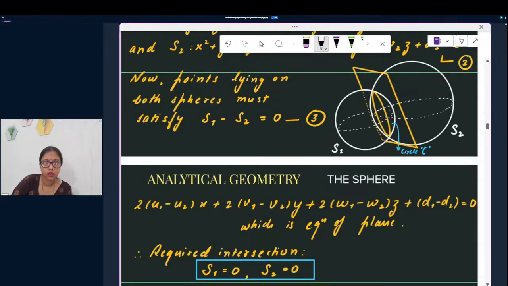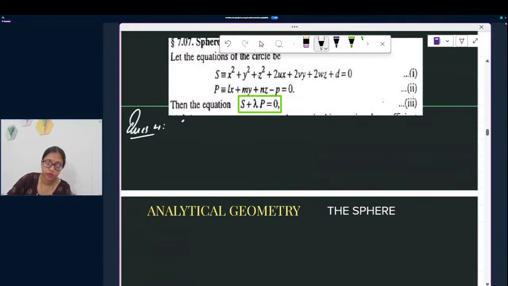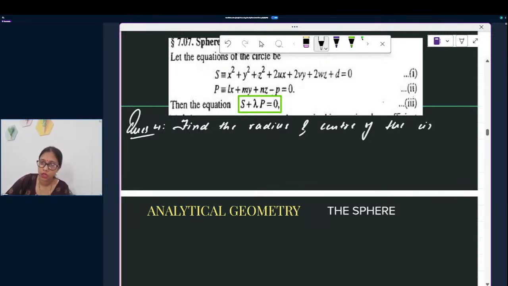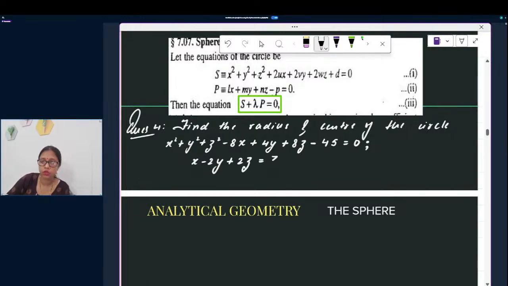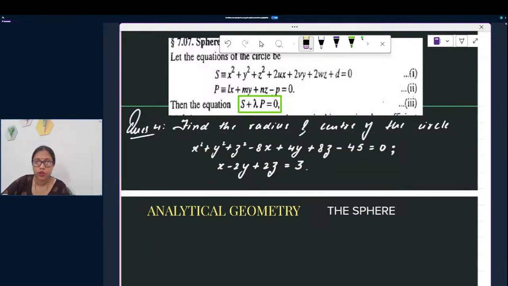Question number 4. Find the radius and center of the circle x square plus y square plus z square minus 8x plus 4y plus 8z minus 45 equals 0, and x minus 2y plus 2z equals 3. Find the radius and the center of the circle.